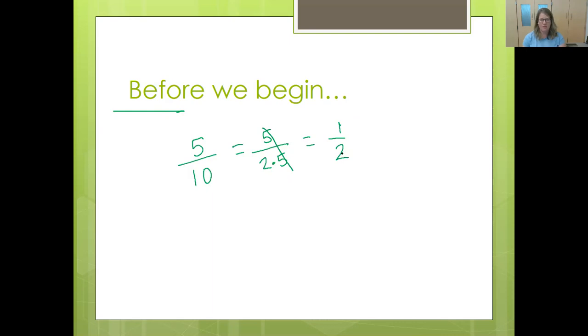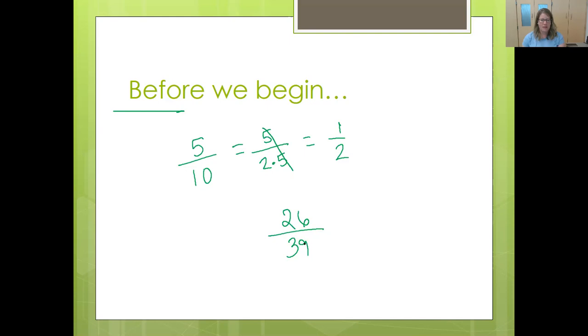And so we're going to be doing the same thing going forward. We're going to be looking to simplify rational expressions. What that means is we want to find common factors in the numerator and the denominator that will cancel out. So let's try something else. Let's say I have 26 over 39. Okay, I want to reduce this fraction. I want to see if they have any common factors in them.